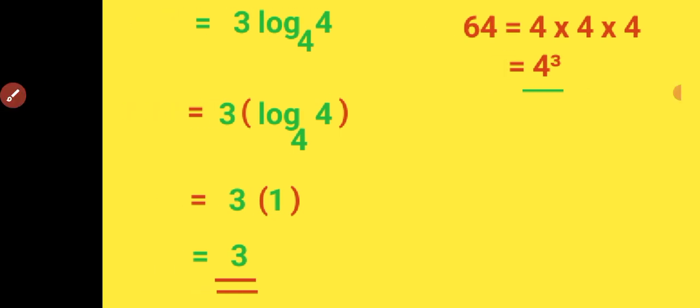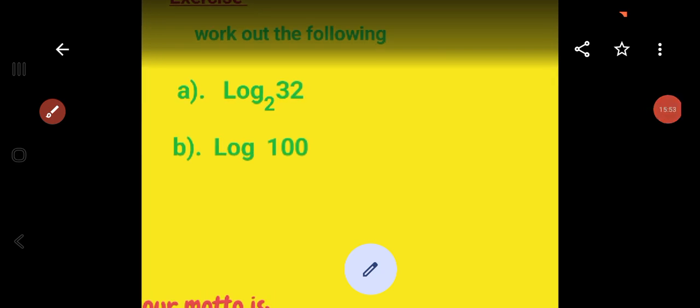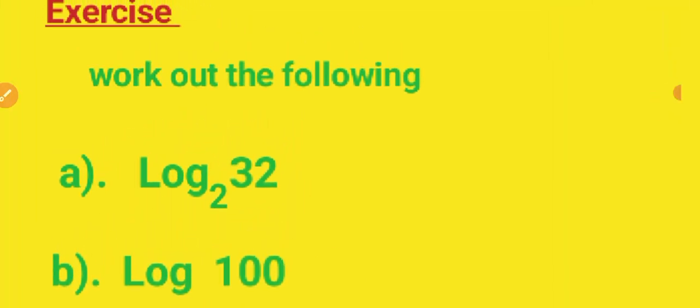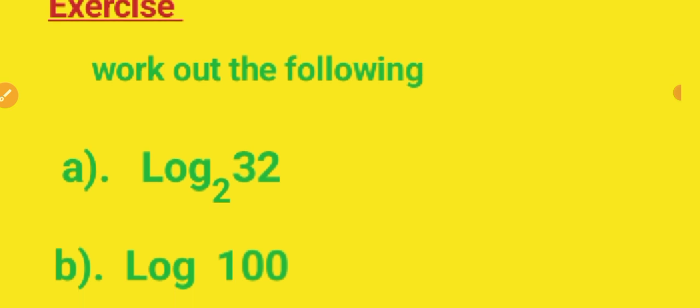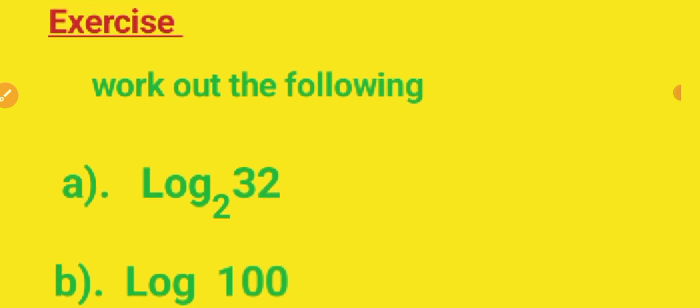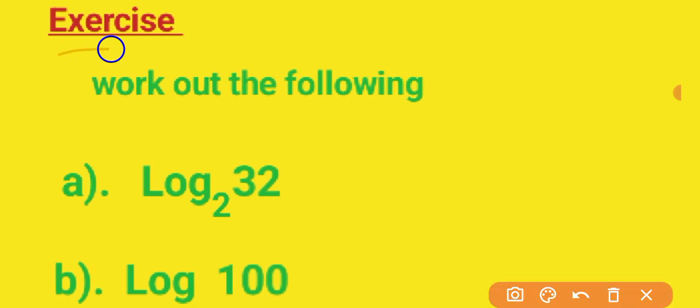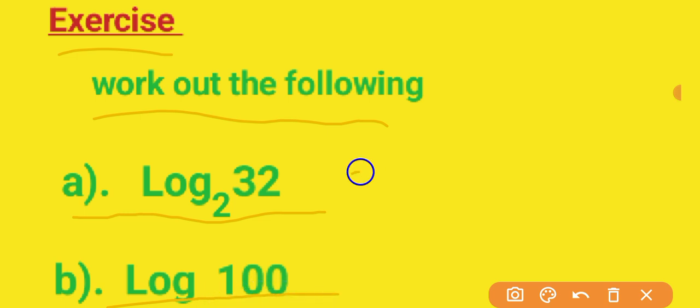And now let us go to the next, which is now the exercise. So this is a number you can try. After trying, you send me the answer in the comment. So the exercise says, work out the following. Part A, we have log to base 2 of 32. Part B, we have log 100. So what is the answer for part A and what is the answer for part B?